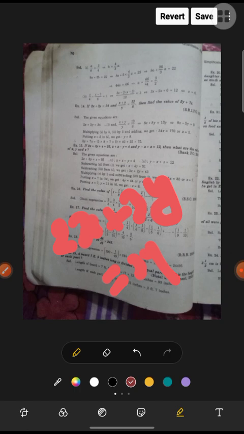Okay, so 8x plus 8y equals 13y. That means 8x minus 5y equals 0. Multiplying by 5 and by 3 and adding, we get 34x equals 170. How do we get this? Multiplying by 5.